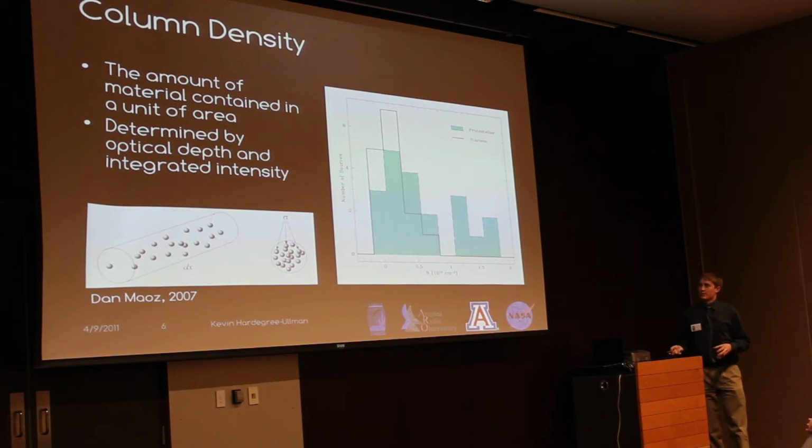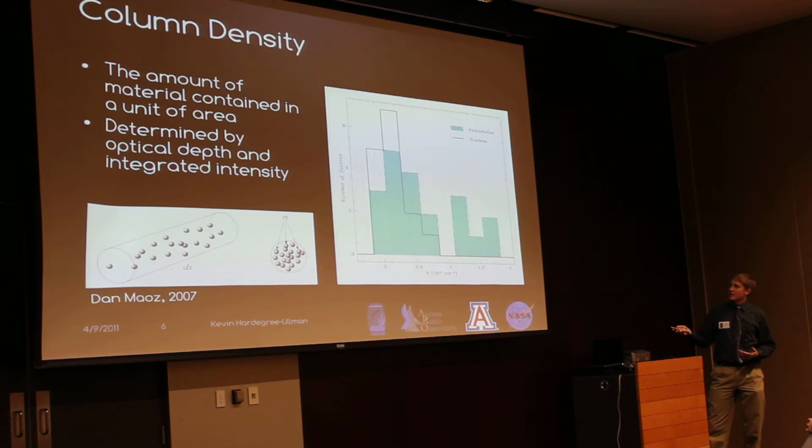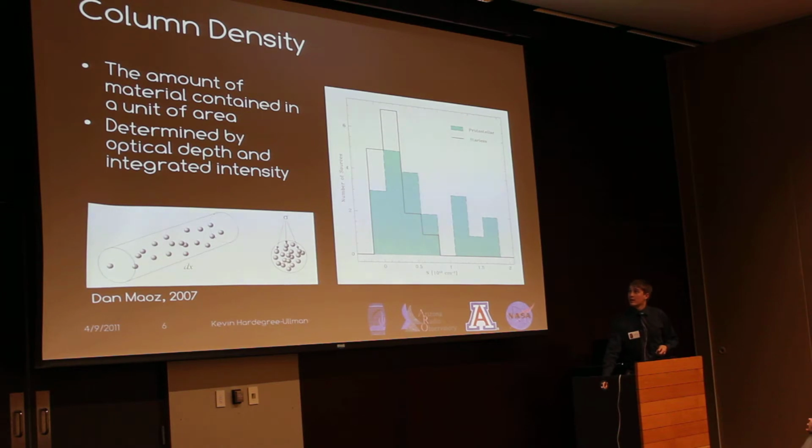And if you want to see the cool equation that we use to calculate that, I'd be happy to show you at the end of the presentation. But you can see in this histogram here the abundance, or the amount, or the column density of all these cores, and you can see that in the protostellar cores, there's a little bit higher column density on average than in starless cores. So that's good to know.